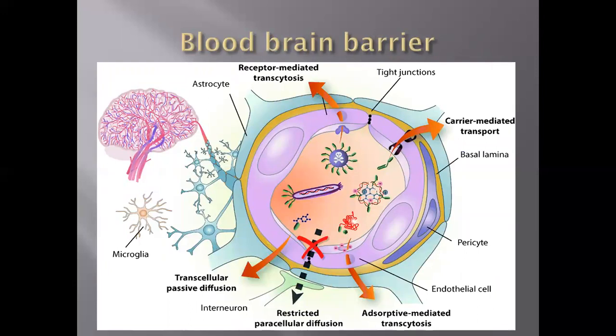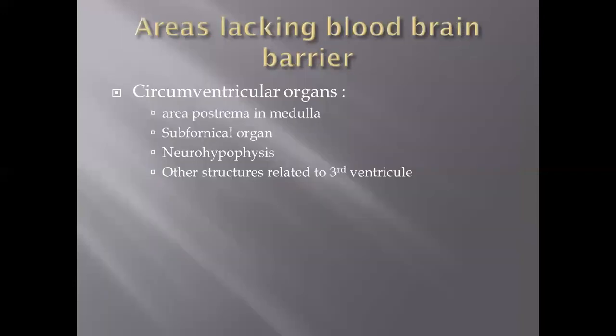Then there is the blood-brain barrier. This allows for certain substances to fail to pass from the capillary bed into the central nervous system tissue. And these are some of the areas that are lacking the blood-brain barrier. They are known as circumventricular organs.